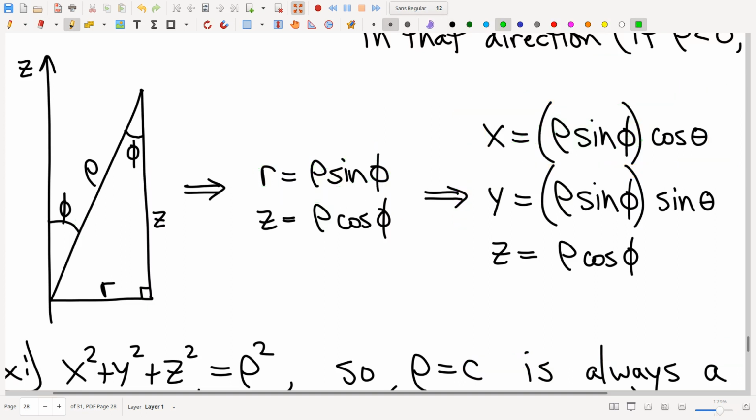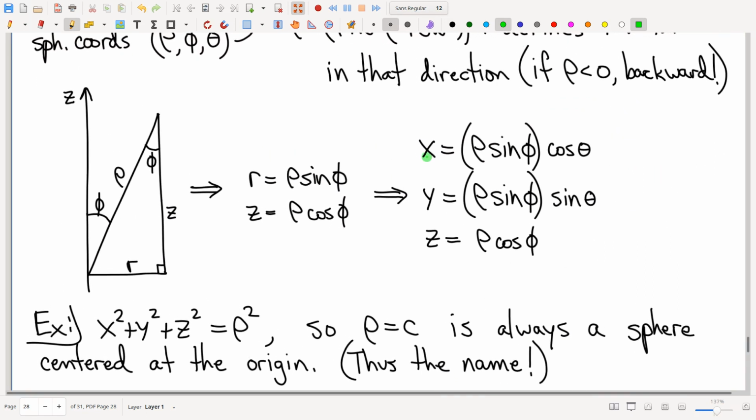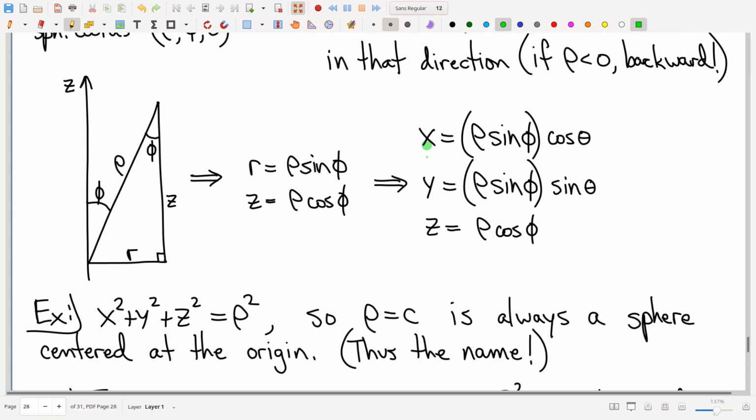Okay. Let's see here. Let me get that. Okay, cool. Okay, another example.